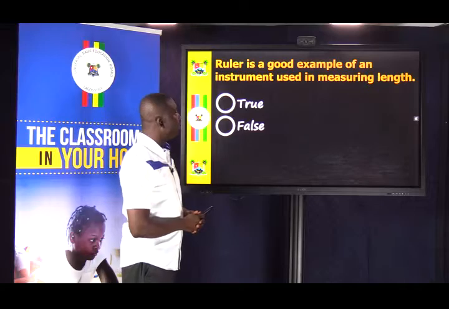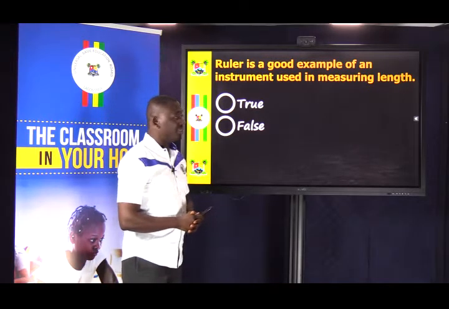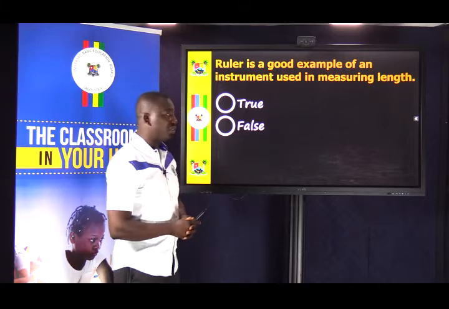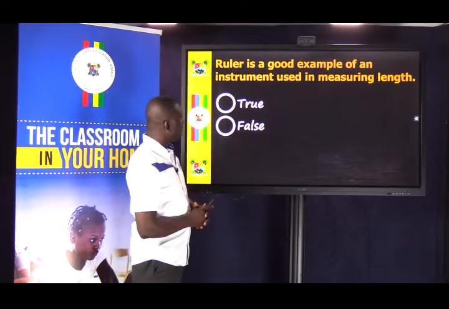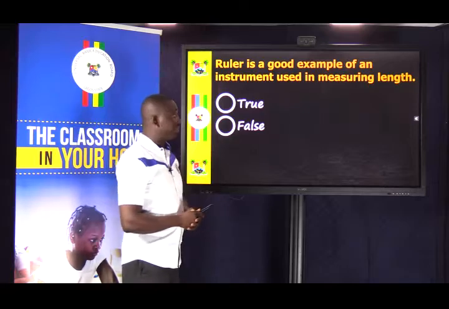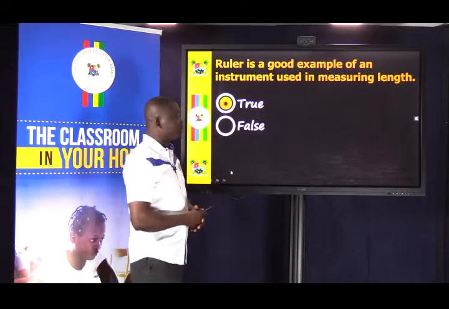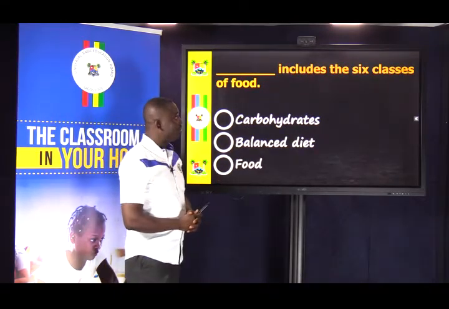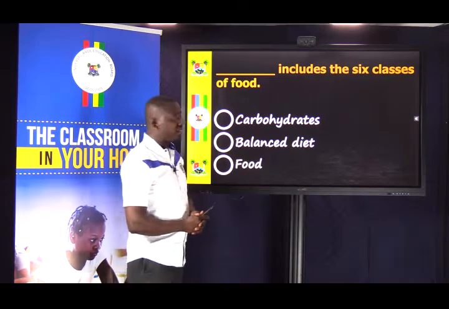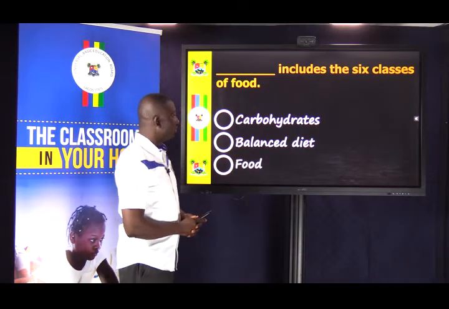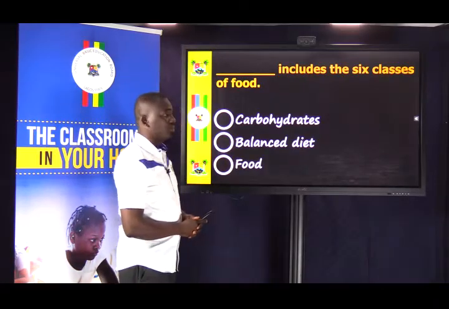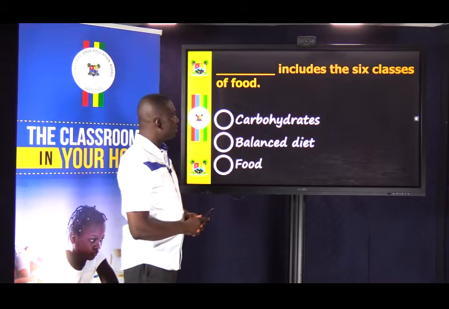Ruler is a good example of an instrument used in measuring length. Is it true or false statement? Yes, ruler is a good example. True. To the next question, dash includes the 6 classes of food: carbohydrates, balanced diet, food. Which of these includes the 6 classes of food?